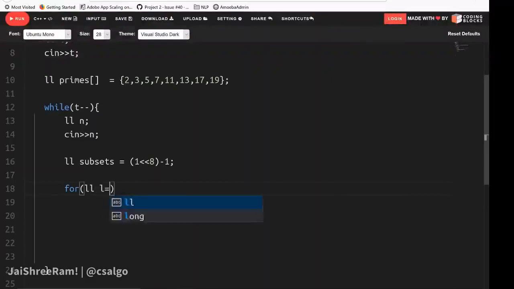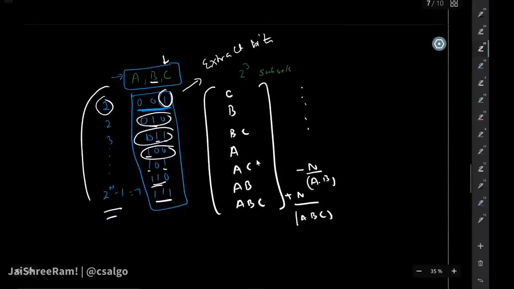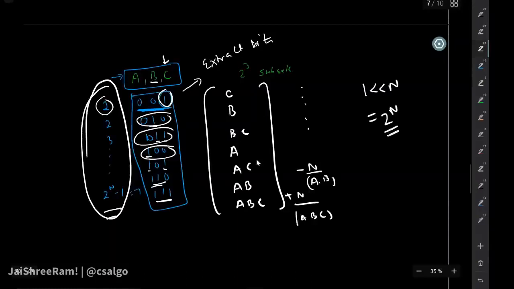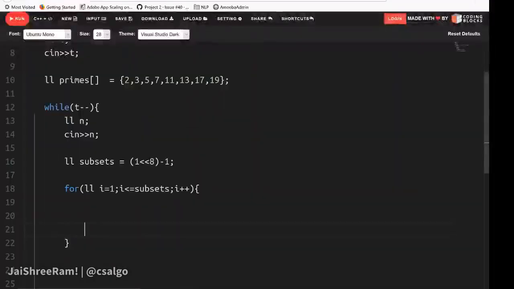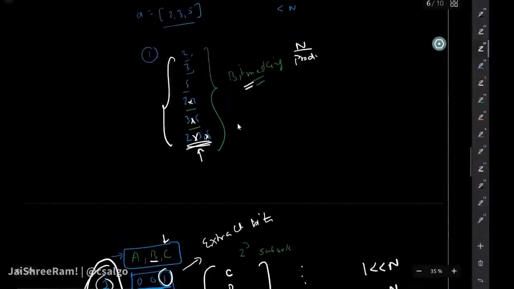Okay, long long i equals to 1, i less than equal to subsets, i plus plus. So what I'm doing here is I'm just going through these numbers, right? And if you write 1 left shift n, it is same as 2 raised to the power n, right? So this is what I am doing here, and what I need to compute is this product.